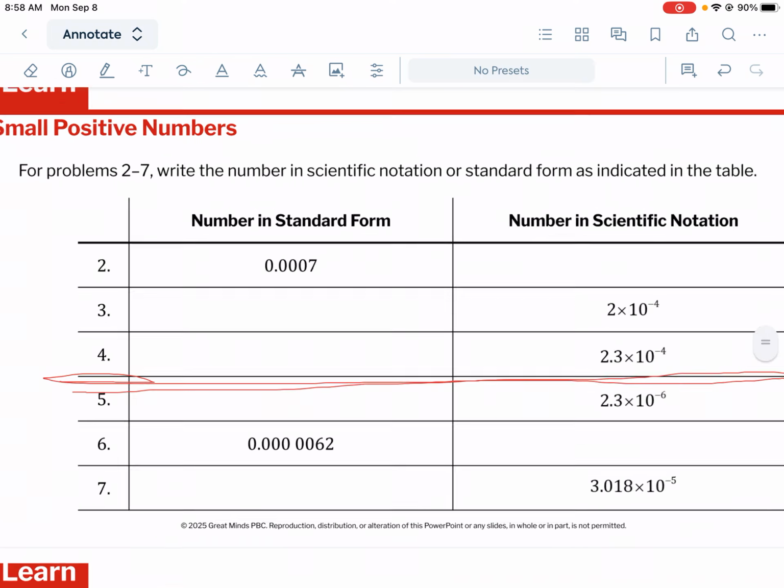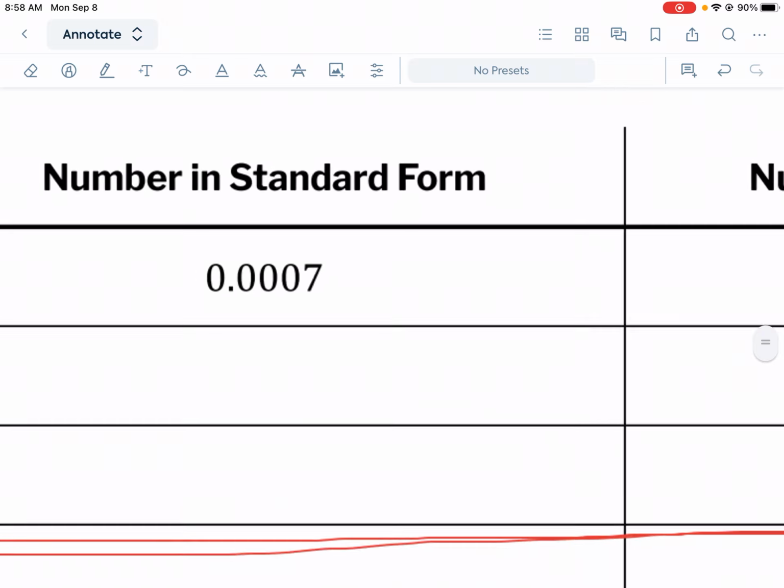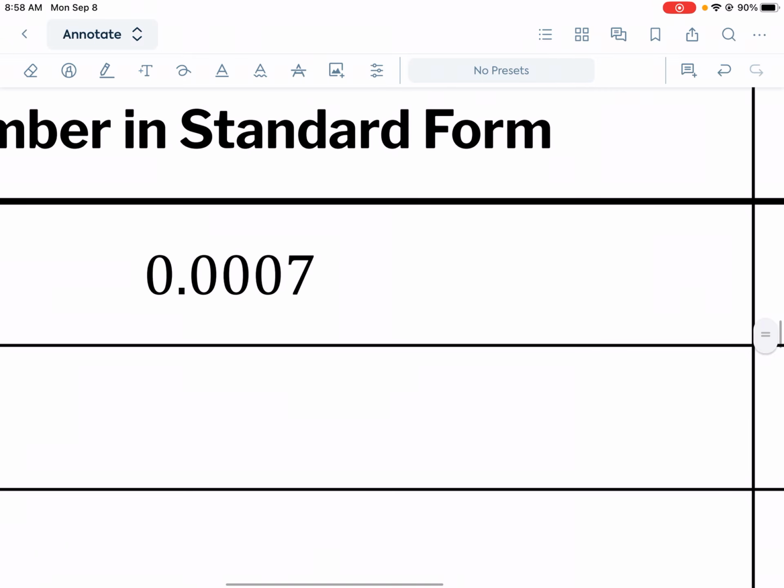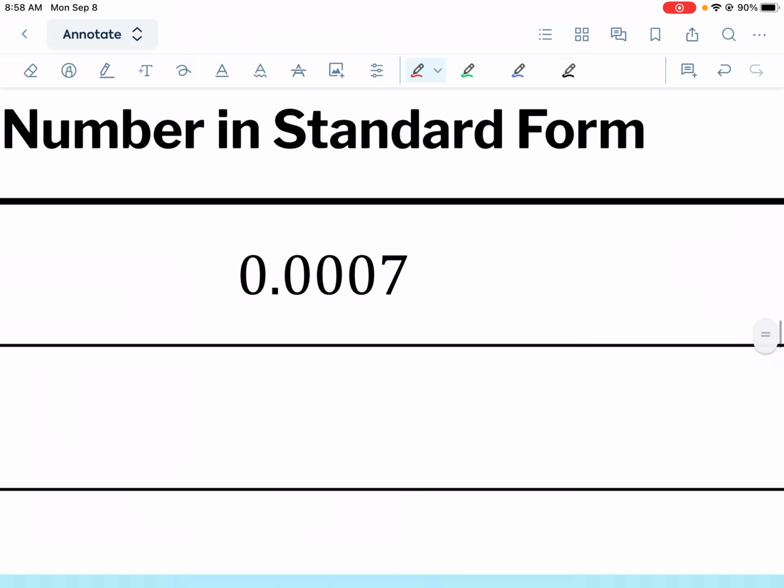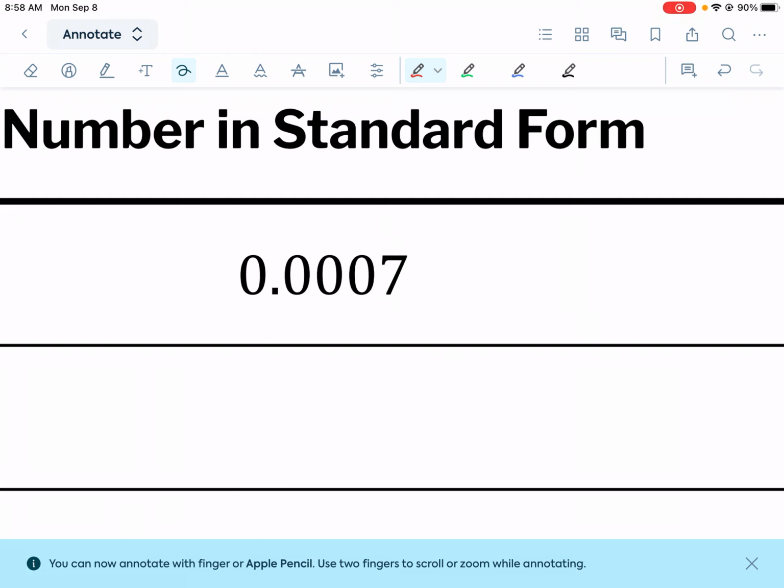For number 7, I do believe, I'm sorry, not number 7, number 2. With 0.0007. I do believe I did this already, but just in case, I'm going to do it again. Much like how we were already doing in the table, we're going to move this decimal place so we can put it into proper scientific notation.